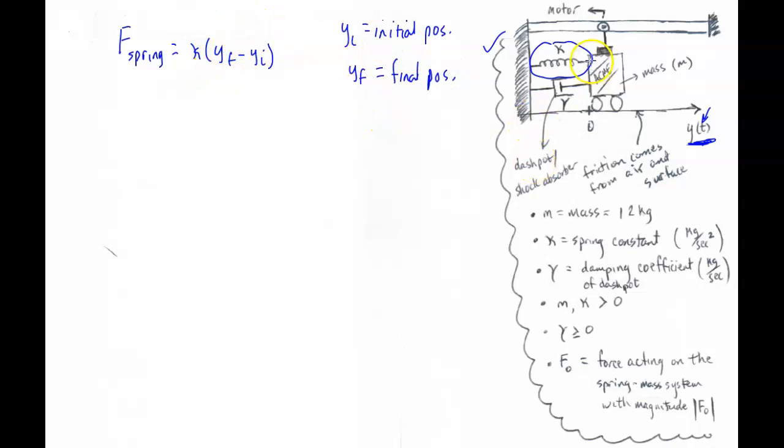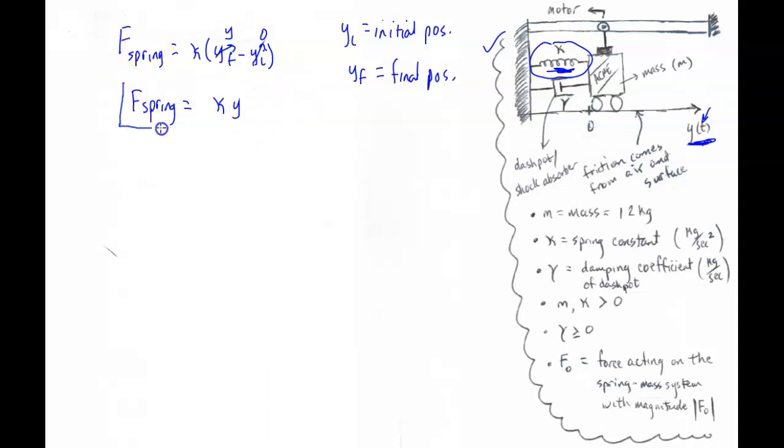So if we assume that the mass is at equilibrium, meaning that this spring is not stretched or compressed any, then we know that our initial position is going to be at 0. Okay. Our final position we'll just call y, because whatever it is, we'll just call it y. So we'll look at this spring, the force of the spring, as just being kappa times y. Okay.